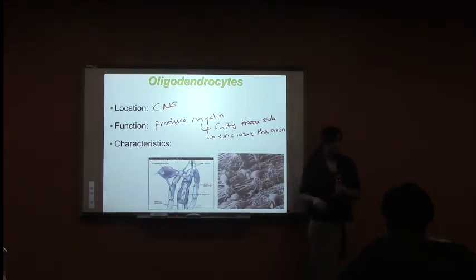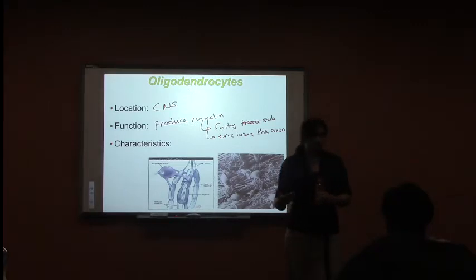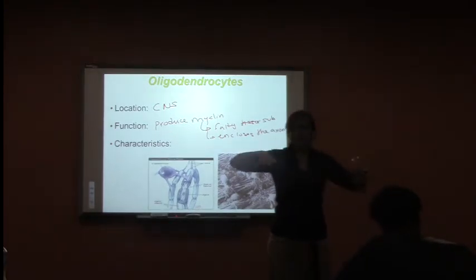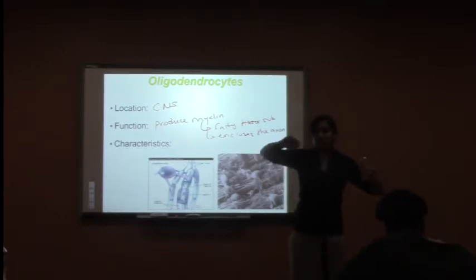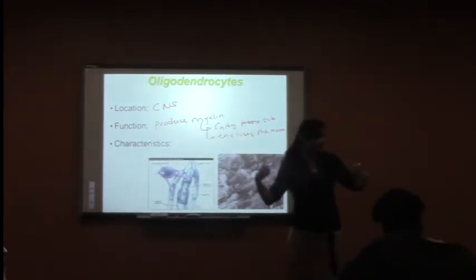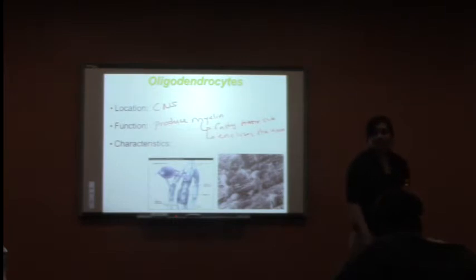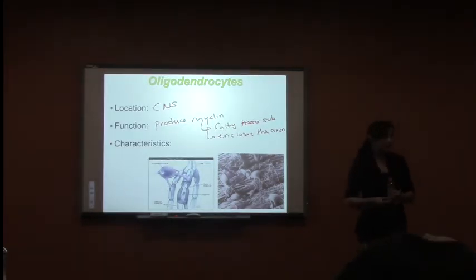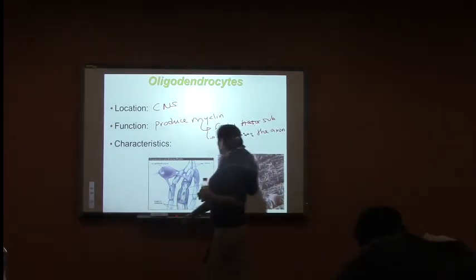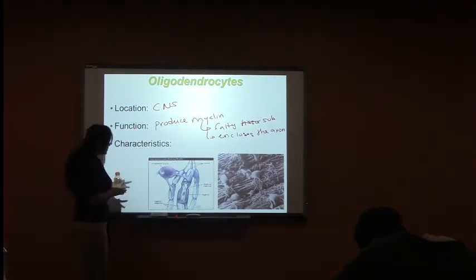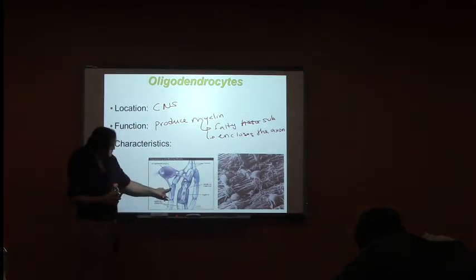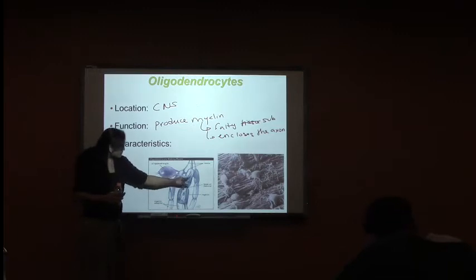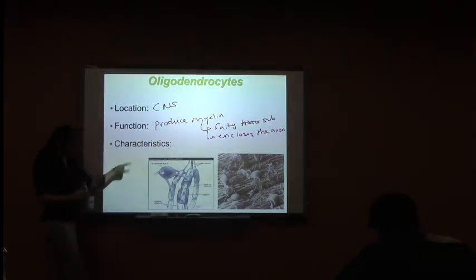Does that make sense? So it's not enclosed within the myelin sheet. Okay, it sits on top and it sends out its projections. Okay, and those projections will go and myelinate the axon. One oligodendrocyte can myelinate up to 100 axons at a time. So you can see right here, here's the oligodendrocyte, it's sending out projections. The projection goes and wraps the axon.